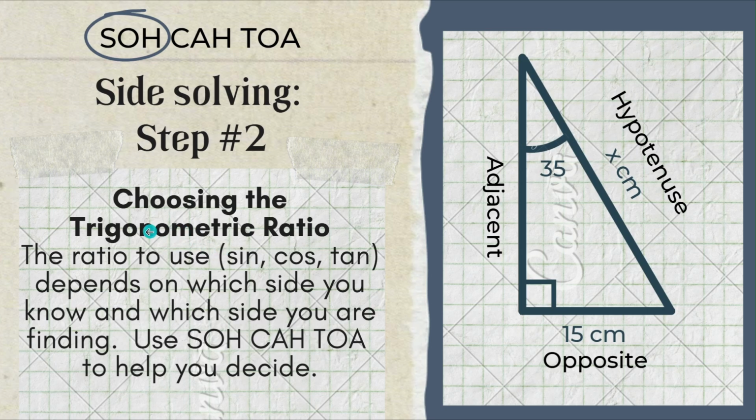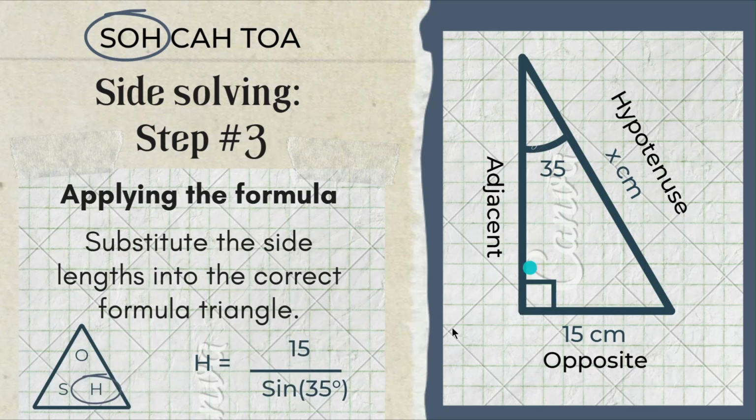So we're going to now step 2, which is choosing the trigonometric ratio. Depending on what we have to find, we need to choose the trigonometric ratio. So for this question, we have the opposite side, we have the angle, and we need to find the hypotenuse. So think in your mind, which one of SOH-CAH-TOA uses opposite and hypotenuse? Yes, you guessed it right. It's sine. And just because of that, now we're going to plug in the formula.